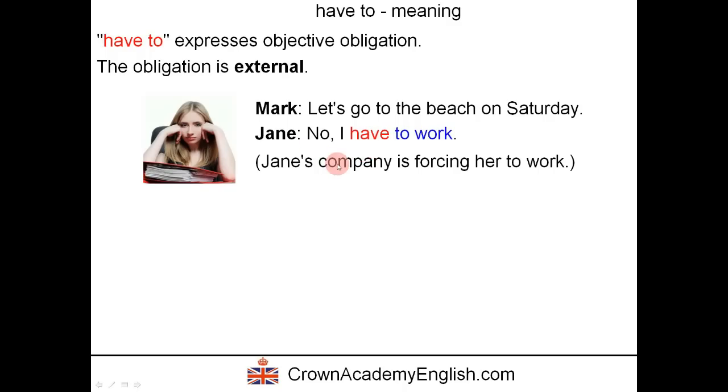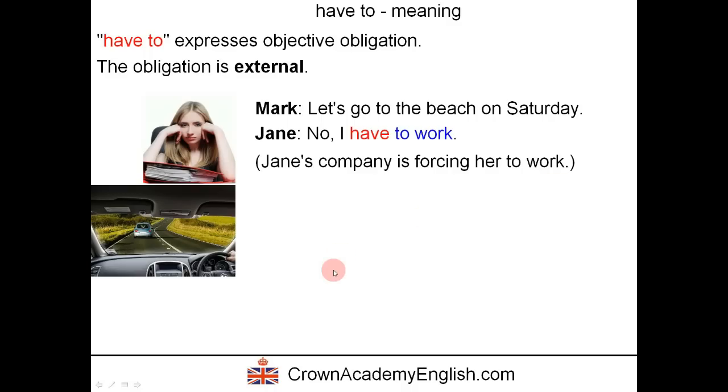So this is external. Jane has to work, and it is an obligation. It is an external obligation because the obligation comes from her company. Jane's company is forcing her to work. Or maybe not forcing, forcing is a bit strong. Jane's company is asking her to work. Okay, so it's an external obligation. It's not Jane's decision. Jane would rather go to the beach, of course, but her company wants her to work. So she says, no, I have to work.